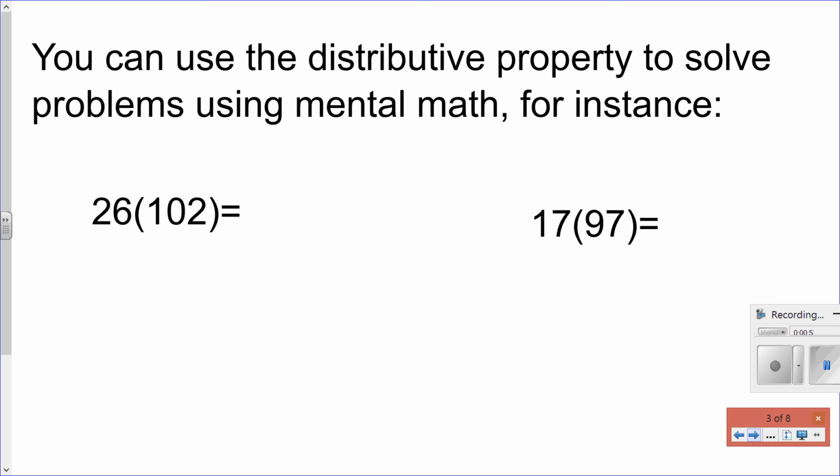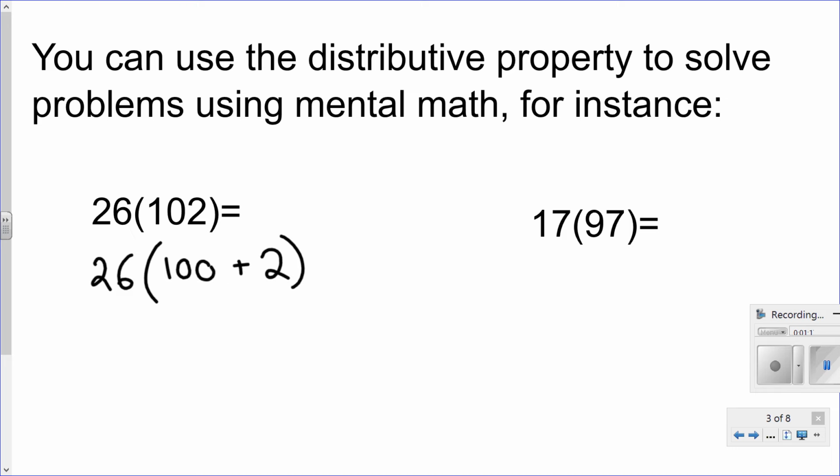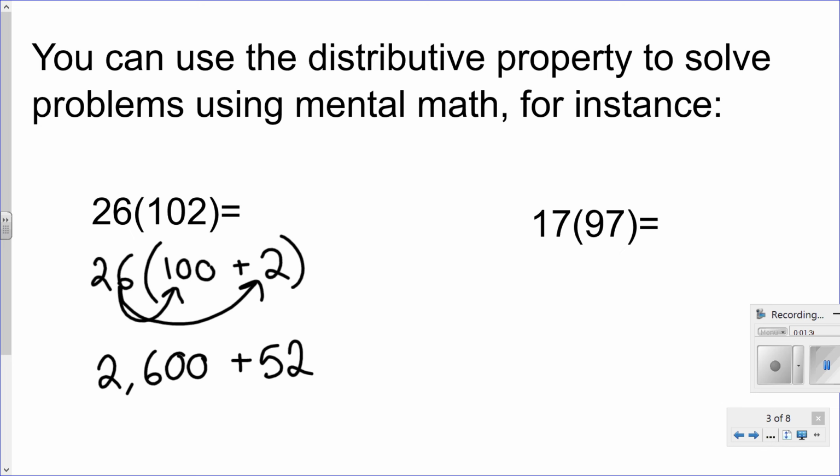So one of the things that we can use the distributive property for with numbers is mental math. So instead of doing 26 times 102, I could write this as 26 times 100 plus 2, and then distribute. 26 times 100, 26 times 2, to get 2,600 plus 52, because that's what 26 times 2 is, and we end up with 2,652.